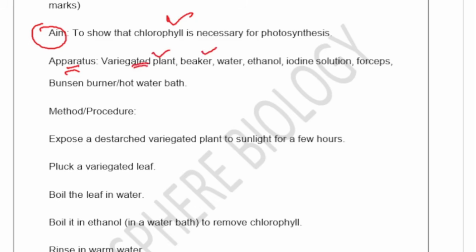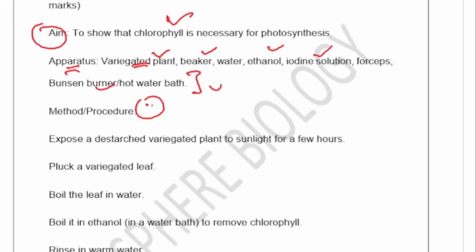So it means at the end of this experiment, if you are testing the leaf having green and white patches for starch, the parts that are green will be positive for starch because they have chlorophyll. But the parts that are white obviously will be negative. There is no chlorophyll there, so starch cannot be generated in those areas. You also use ethanol, iodine solution, forceps, Bunsen burner, and your hot water bath.